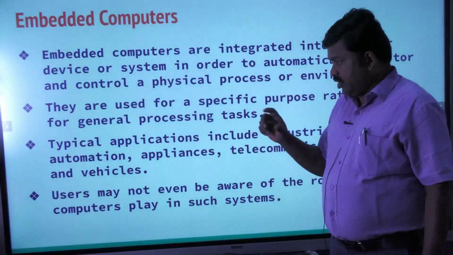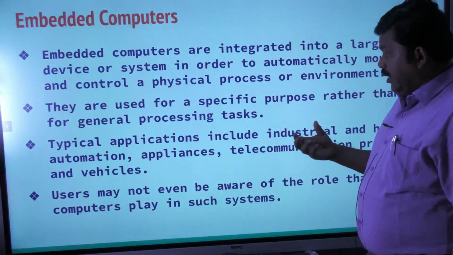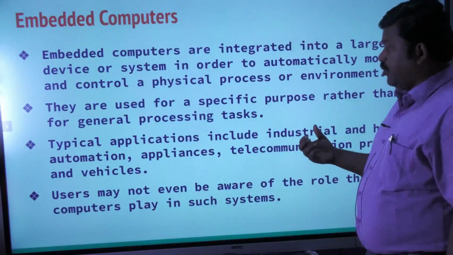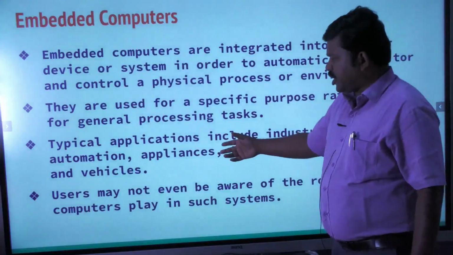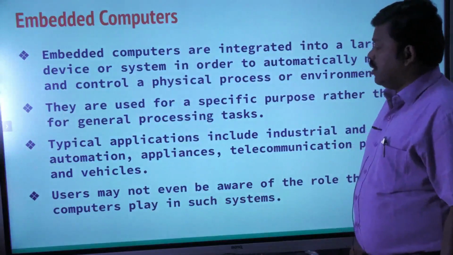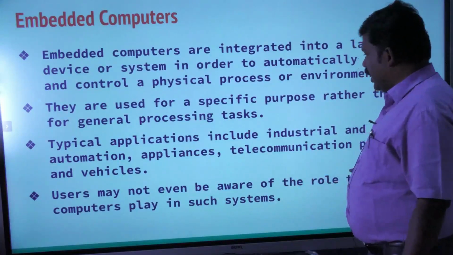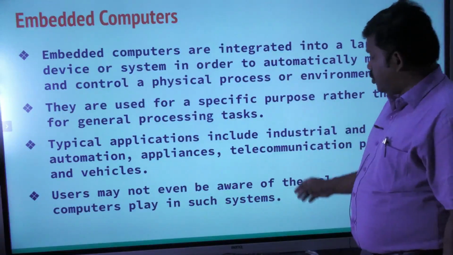For example, a GPS system, a ticket booking system, and kiosk machines. All these are uses of embedded computers. Even the user may not be aware of the role that the computers play in such systems.